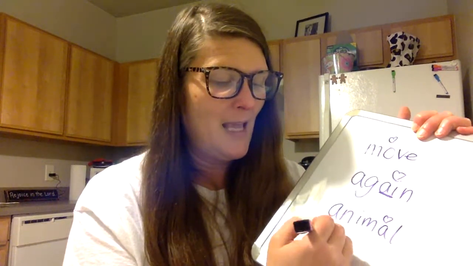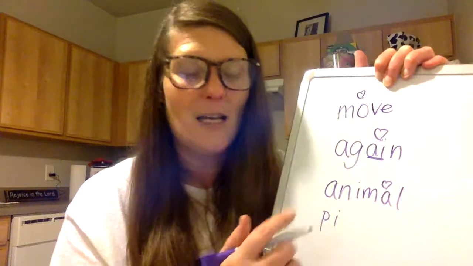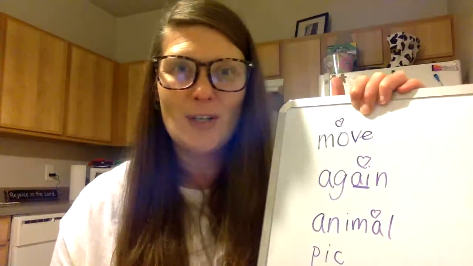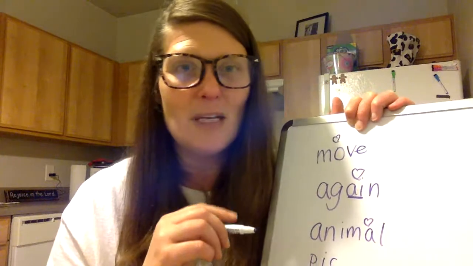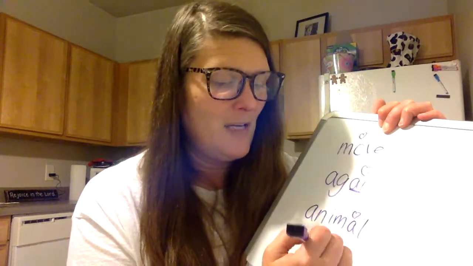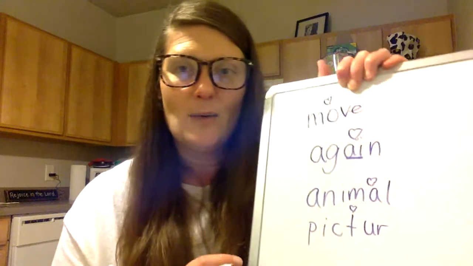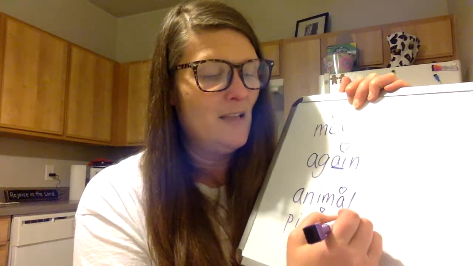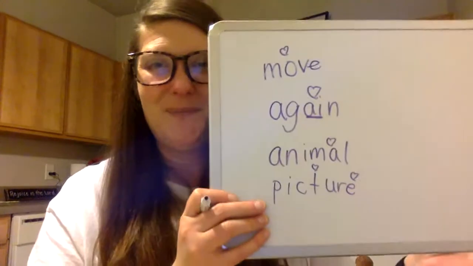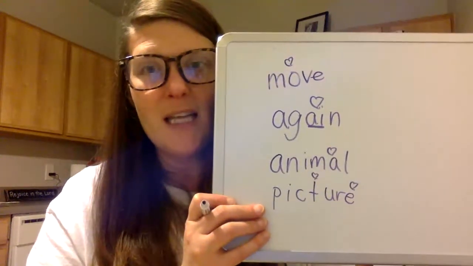Picture. P is a P. I is an I. K, pick. Ch. Okay, it sounds like ch, but it's really the T, right? So that one is a heart. Picture, that's U-R, right? And we have to put an E at the end, so we might have to put a heart there. Okay? So we need to remember the T and the E in picture.